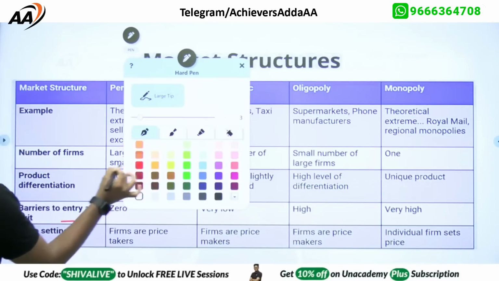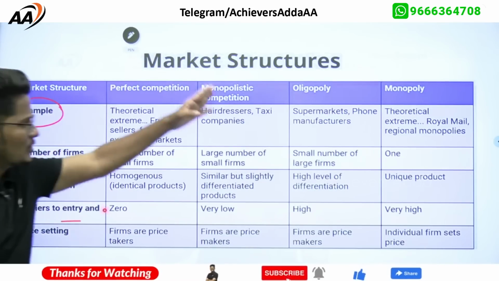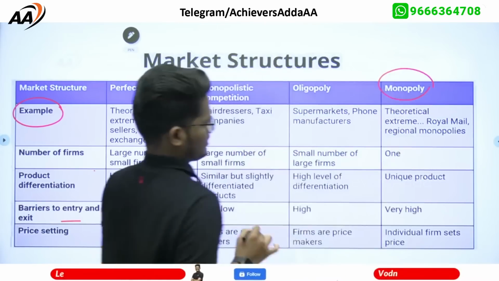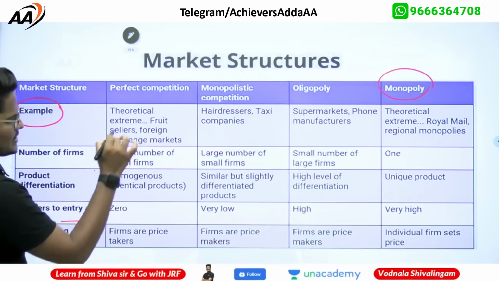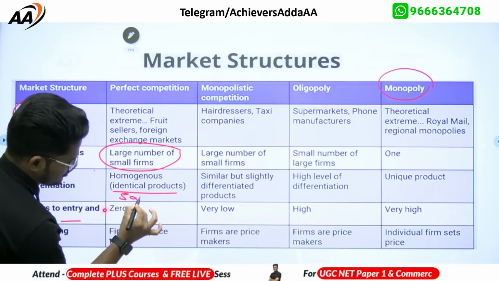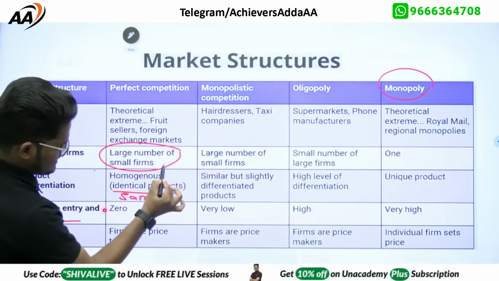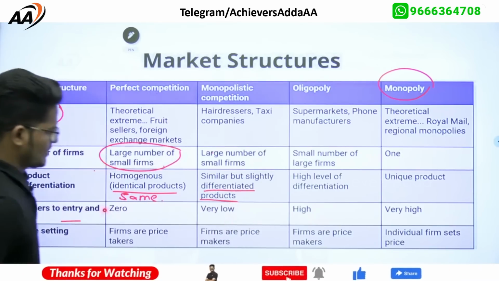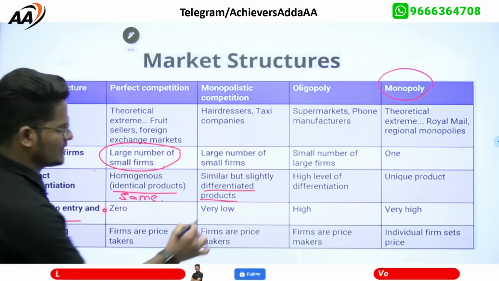Alright. The next one is market structures: perfect competition, monopolistic competition, oligopoly, monopoly. The hero here is monopoly. In perfect competition, a large number of sellers and a large number of buyers will be there, selling the same, identical, homogeneous product. Whereas in monopolistic competition, there are also a large number of sellers and buyers, but with differentiated products. Here it is a homogeneous, same product, and here a different product.